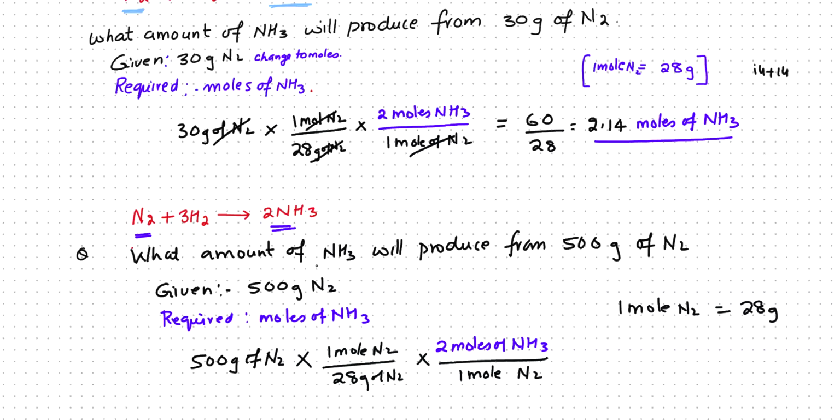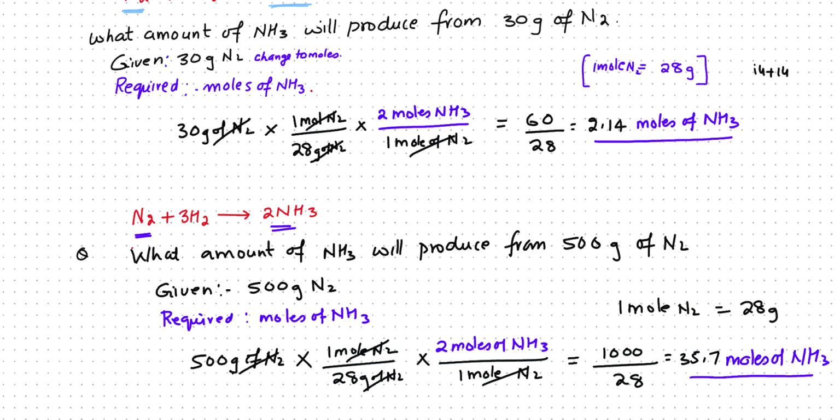Now the units get cancelled. Grams of nitrogen cancel. Moles of nitrogen cancel with moles of nitrogen. Now what we have, 500 times 2, that is 1000 upon 28. So 1000 divided by 28 equals 35.7 moles of ammonia. So this is the answer.